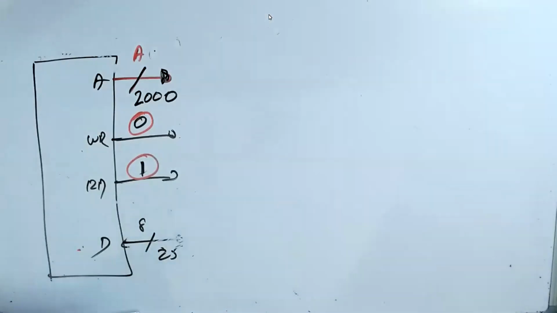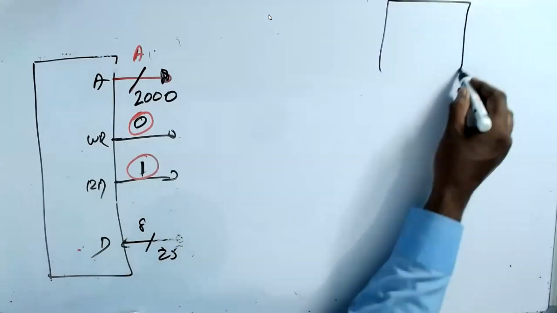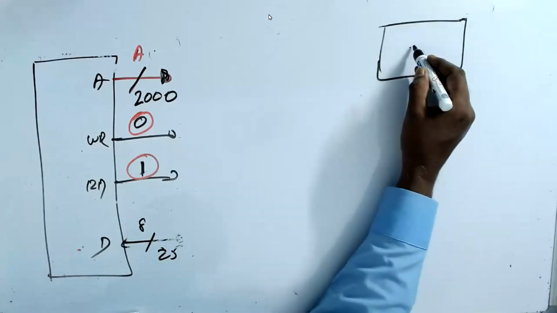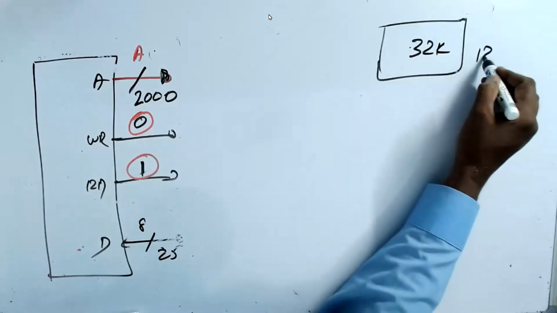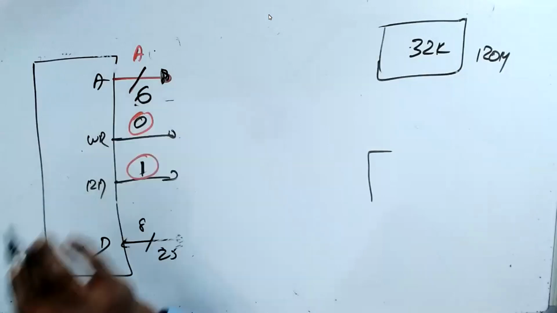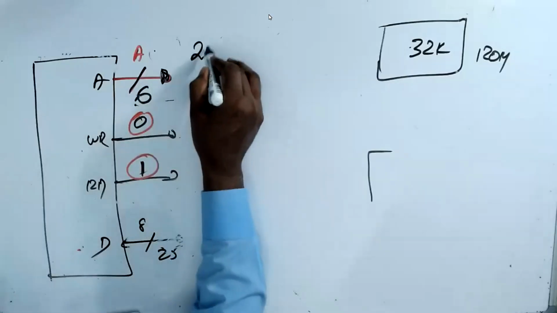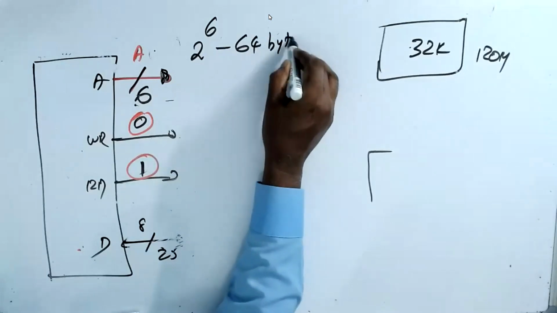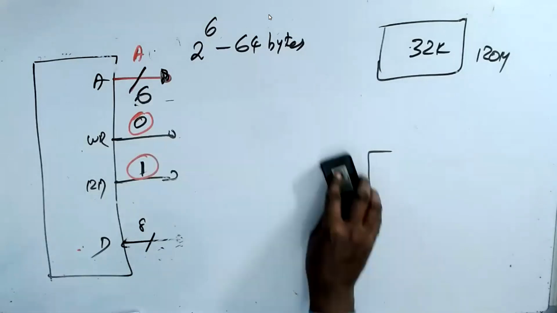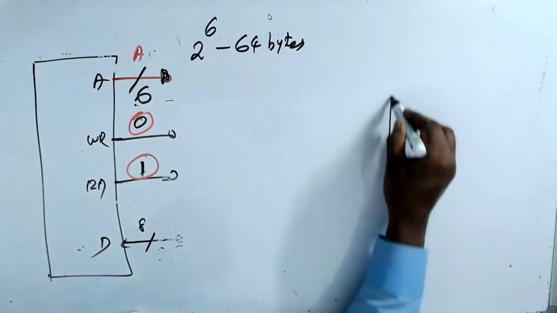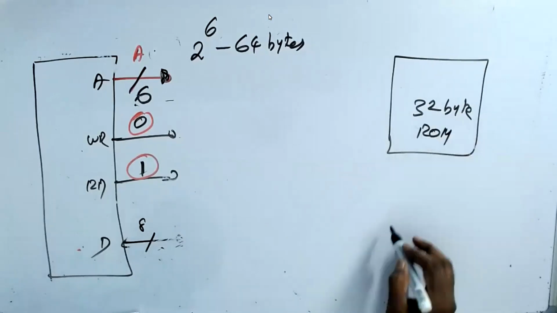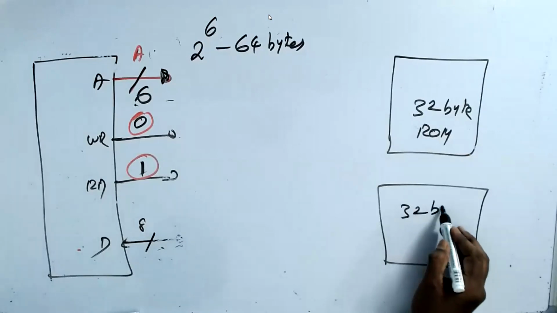Now the trick here is, let us take every equal number. I have a ROM of 32K. Let us take a small number, that's easy for us. Let us assume 6 address lines. Easy to address. 2 power 6 is 64 bytes. That's easy to do the calculation, that's why I assume 6. Then I have 2 memories. I have a memory of 32 byte ROM, and a memory of 32 byte RAM.